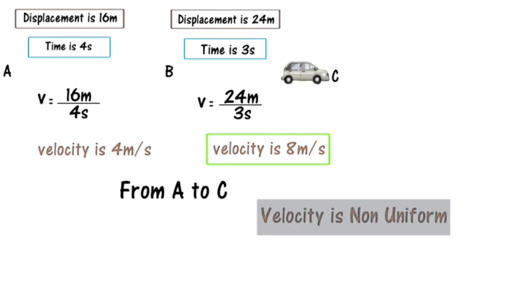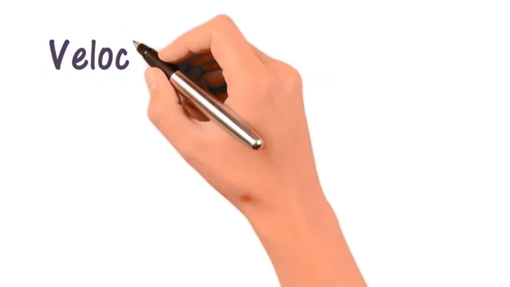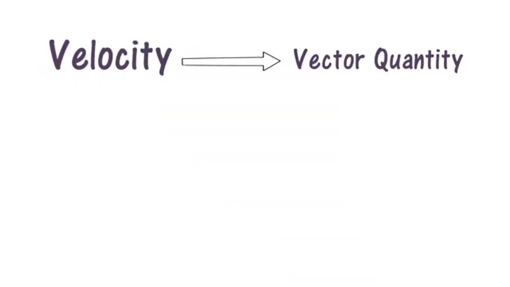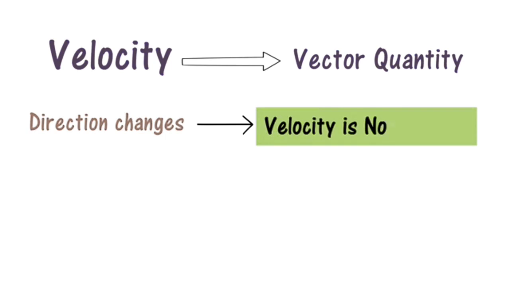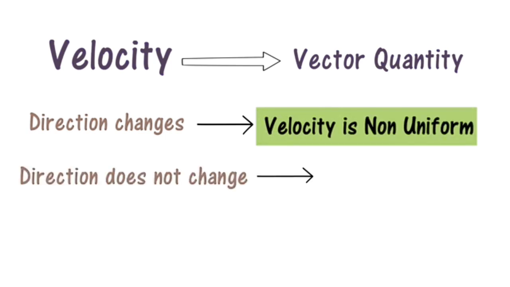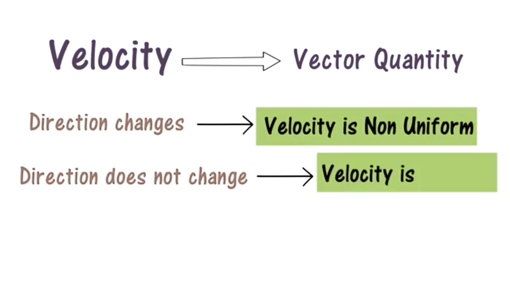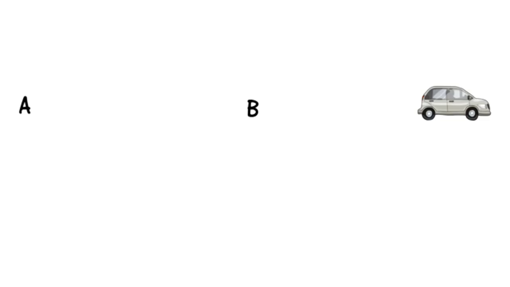Now let me tell you about this: we know that velocity is a vector quantity. So when the direction of velocity is changing, it means velocity is non-uniform. And when direction does not change, we know velocity is uniform. Now, if a car is standing at point A and it is moving to point B, and beyond point B, it is moving to point C.